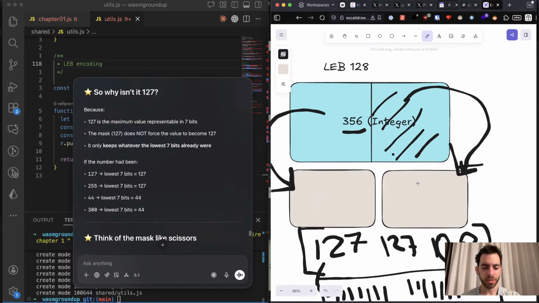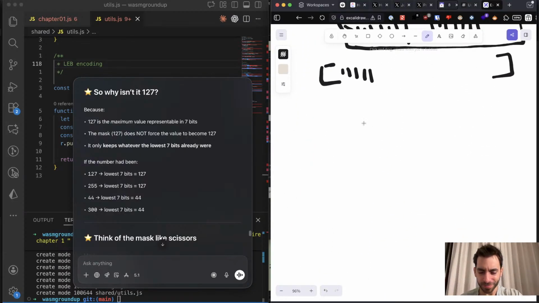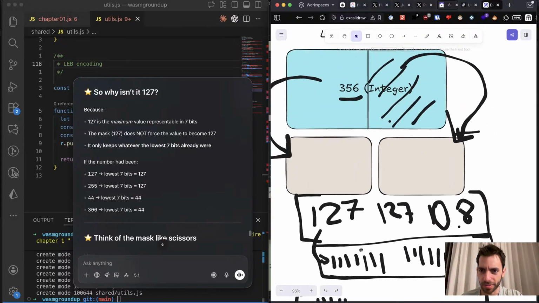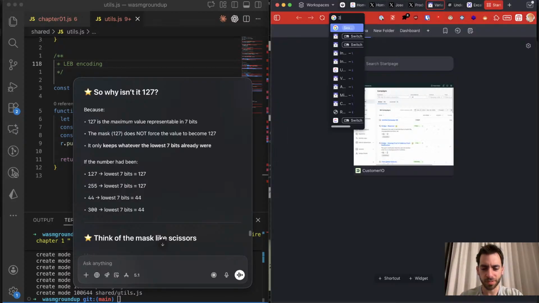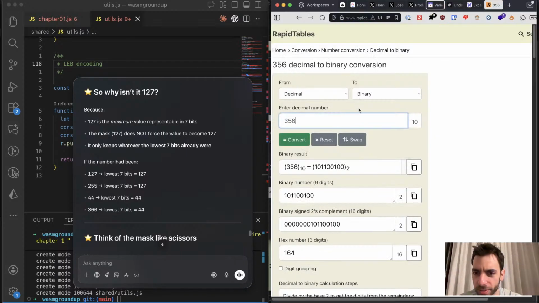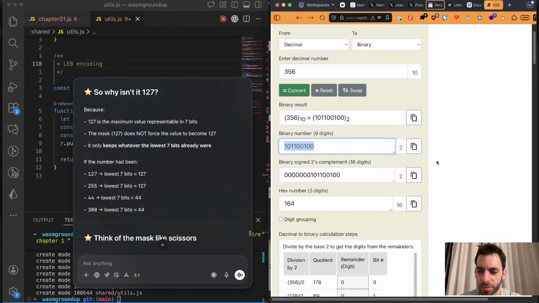So the LEB encoding, and this is the intuition I think that we're gonna work out, is that we got a huge number in here. We got this number. And what we're trying to do is get its bit representation. I'm gonna convert 356 into binary, the binary conversion, and to sign, I think this is the one, right? Binary number, 9 digits. Is it? Yeah. Okay, that's what it is, without the precision.